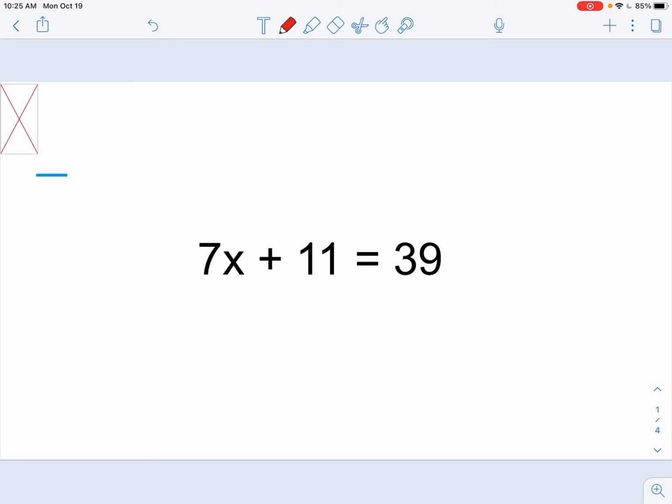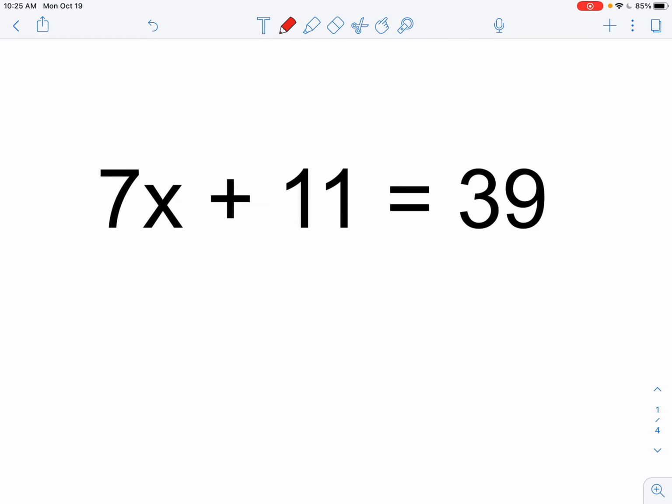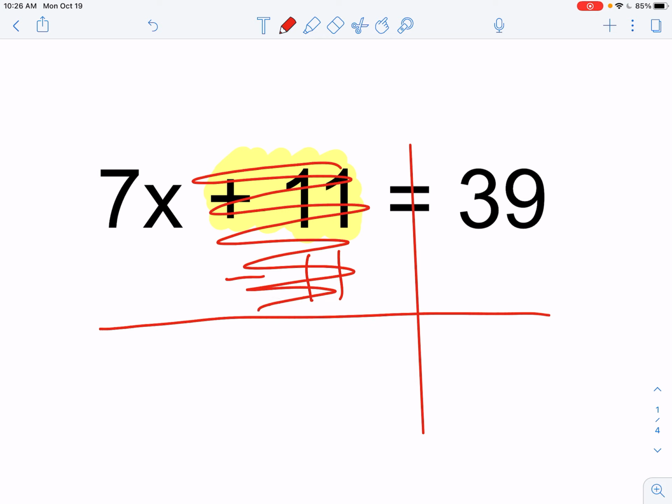Hi guys, this is a quick review video for the quiz today on solving two-step equations. Before we start, make sure that you draw your fence and then highlight your constant, because that would be your first step. Remember, your first step will always be adding or subtracting, and in order to get rid of this positive 11, we need to subtract 11 from both sides. And that way you can cross it out.